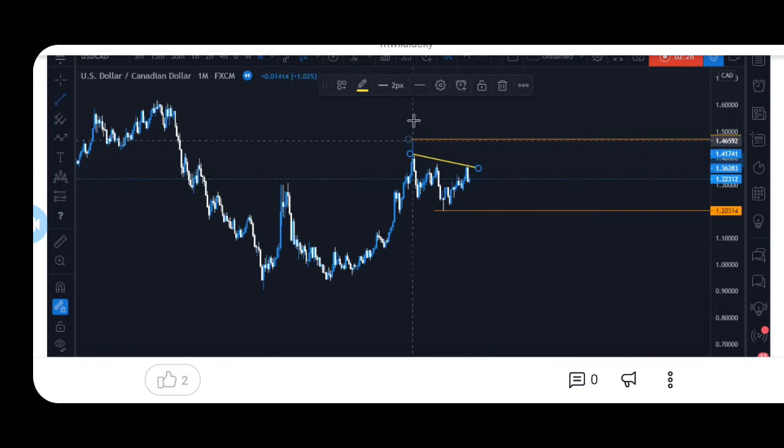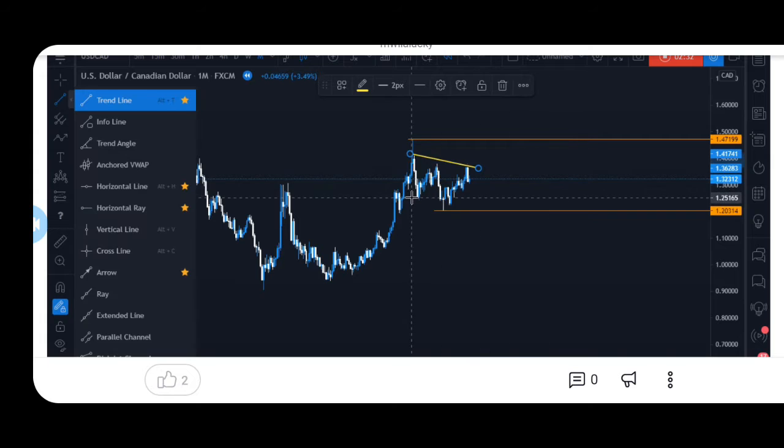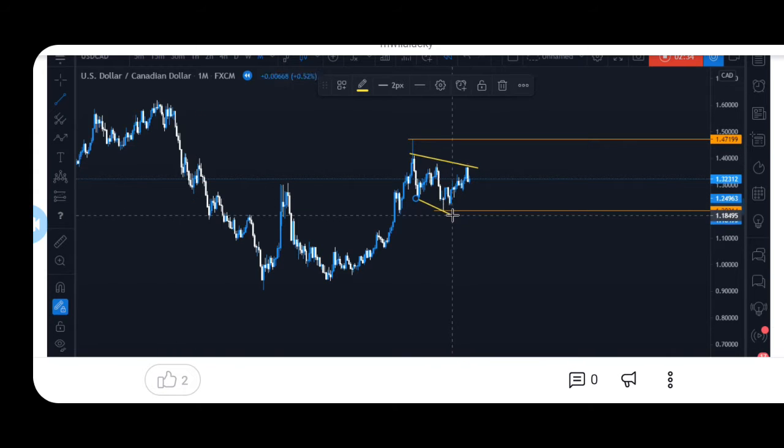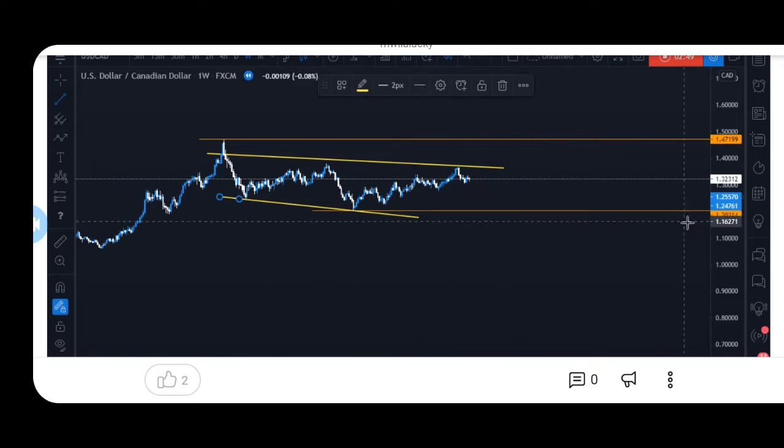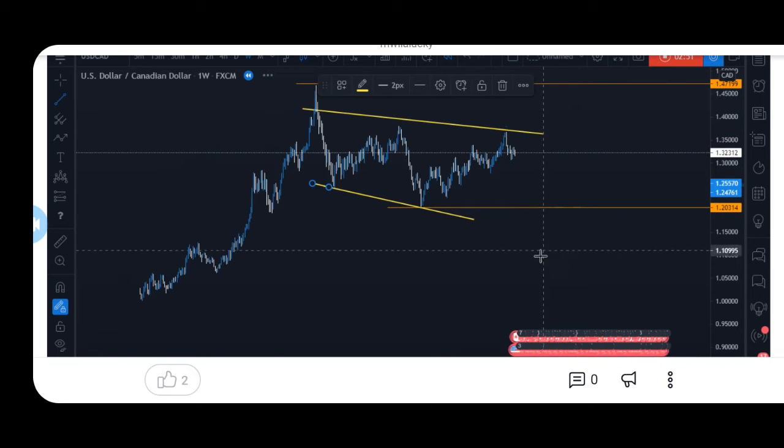So this is what I'm seeing right now, guys. You can see I'm trying to mark up my structure, marking up my structure to see exactly where we are and what is forming in this structure. Remember, this is the USDCAD monthly chart, so we're going to move on to the weekly chart to look at a bit of price action and what has been happening.